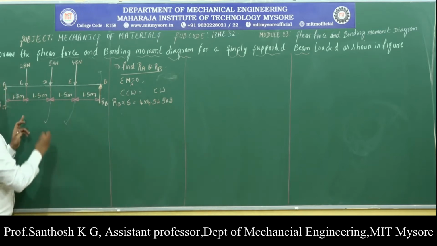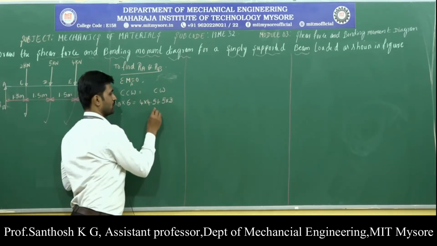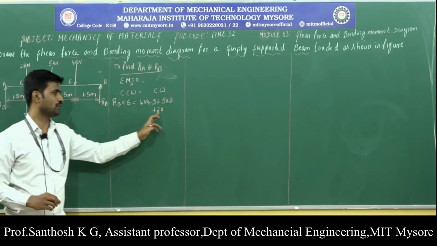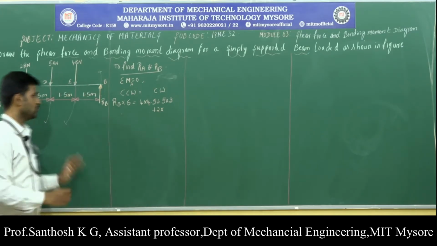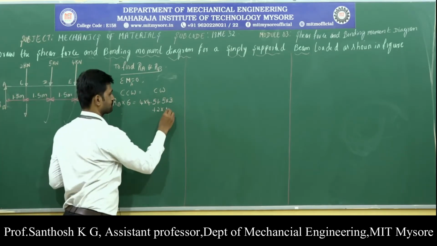Then due to this 2 kilonewton force, we again get a clockwise moment. So because of 2, I will get a clockwise moment, and the magnitude of that moment will be equal to force times its perpendicular distance from the point A. So its perpendicular distance from point A is 1.5.